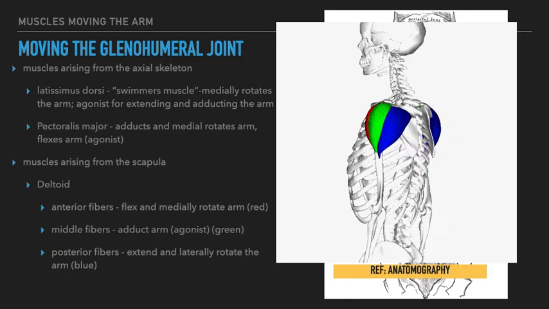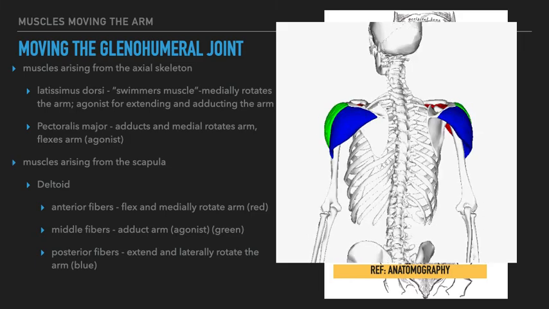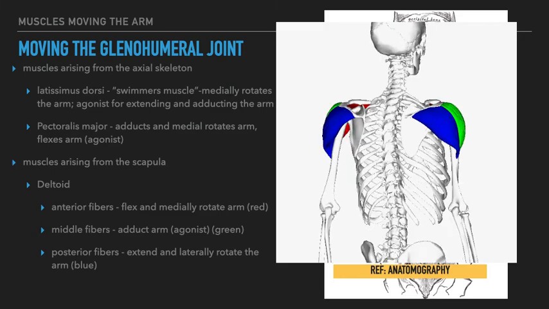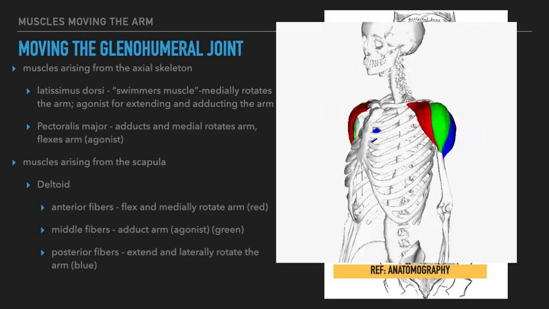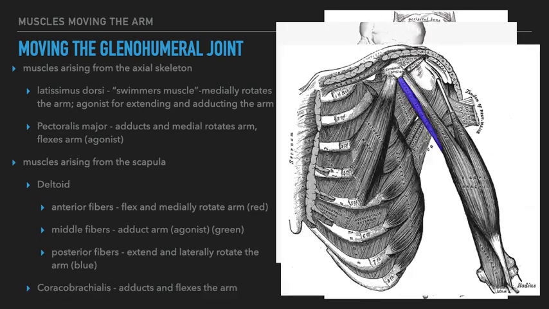So the origin is going to be the acromial end of the clavicle, or the acromion and spine of the scapula, depending on which one it is. The insertion, you can see that all 3 insert at almost the same point, and that's going to be the deltoid tuberosity of the humerus. Lastly, we have this very small muscle here in purple. This is the coracobrachialis. This is going to adduct and flex the arm. The origin here is the coracoid process of the scapula. The insertion is the middle medial shaft of the humerus.